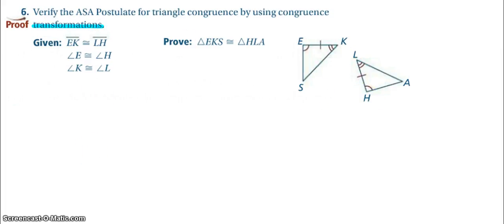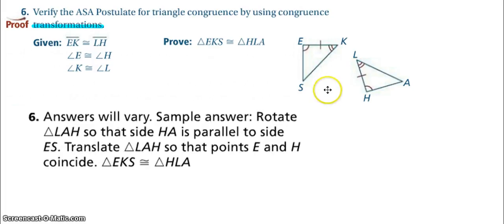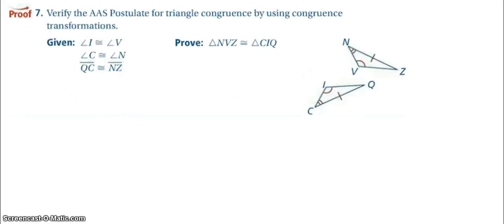they're congruent. If we look at the orientation of these shapes, we can see that S needs to end up matching up with A, E needs to match up with H, and K needs to match up with L, so there has to be some kind of rotation that happens here. So we say that we rotate either EKS or ALH, whichever you want to start with, we can rotate one to the other. Think about number 7 here.